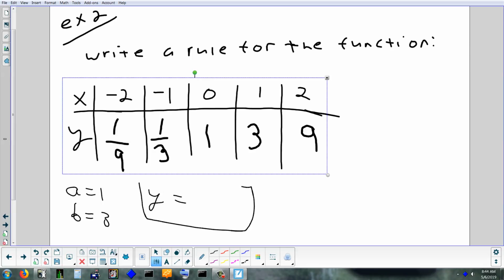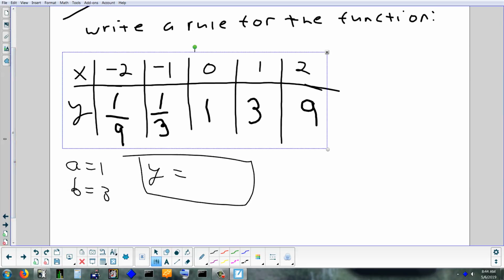So, anyone think they can give me the entire formula? Yeah? 1 times 3x. Close. 1 times 3 to the x. That's what I meant. Yep.